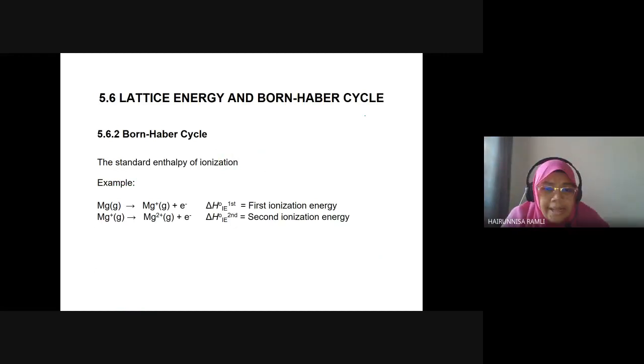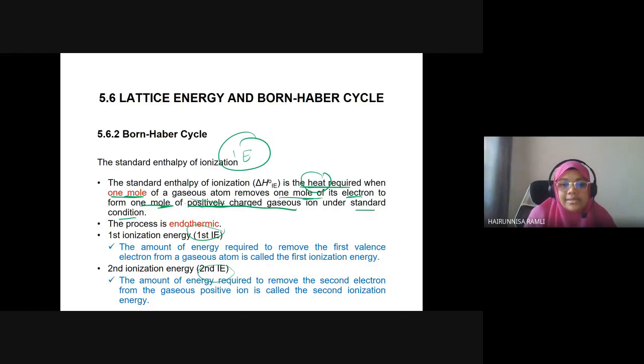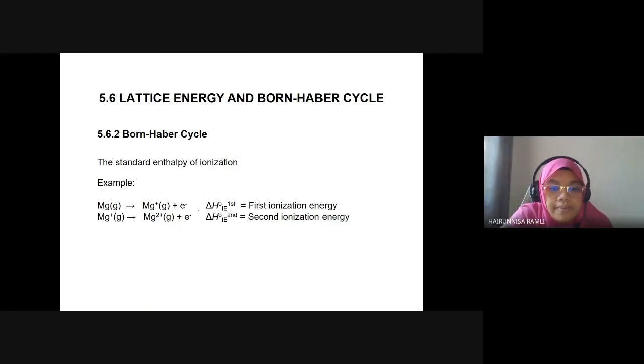So for the standard enthalpy of ionization, you must start with magnesium and make sure it is in gaseous form. It relates to what you learned about IE before. It's always in gaseous form, right? That's why, if you look at the definition, it says gaseous atom. So you get Mg+ gas, Mg+. Then Mg becomes Mg2+, so you get it here. So this is the second IE, and that is the first IE. Of course the values won't be the same.